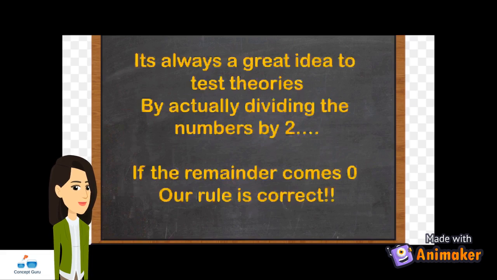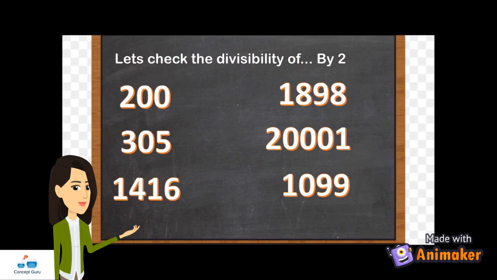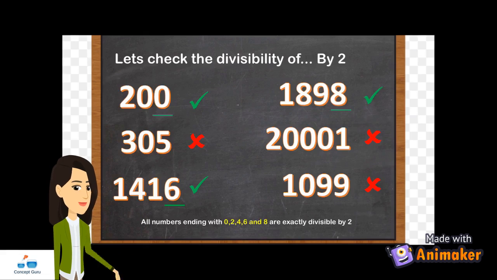If the remainder comes 0, our rule is correct. Let's check the divisibility then with the rules that we just spoke about. Which are the numbers that are divisible by 2 here? Let's hope you got it correct and we know the reason why, right? Yes, 0, 6 and 8 are the endings of these numbers which would be divisible by 2. Once again, all numbers ending with 0, 2, 4, 6 and 8 are going to be exactly divisible by 2.